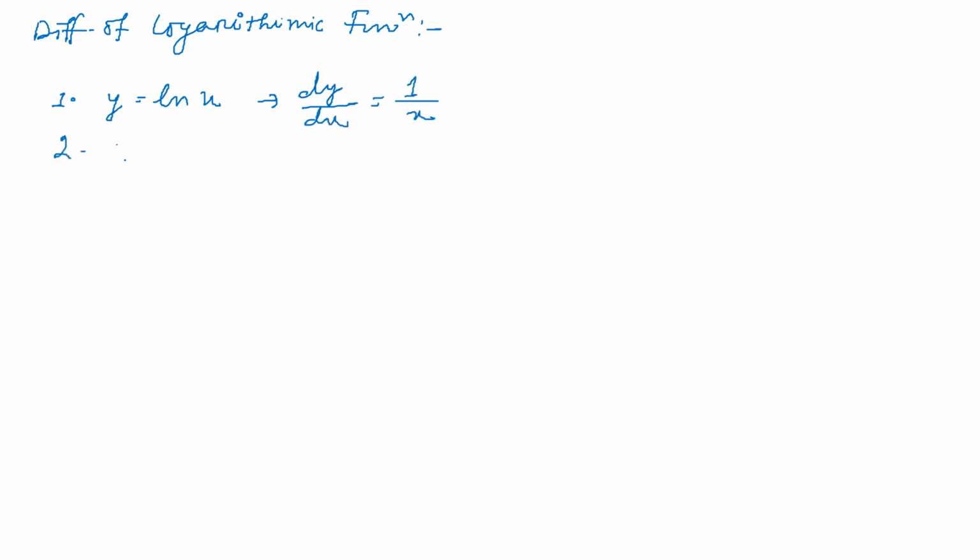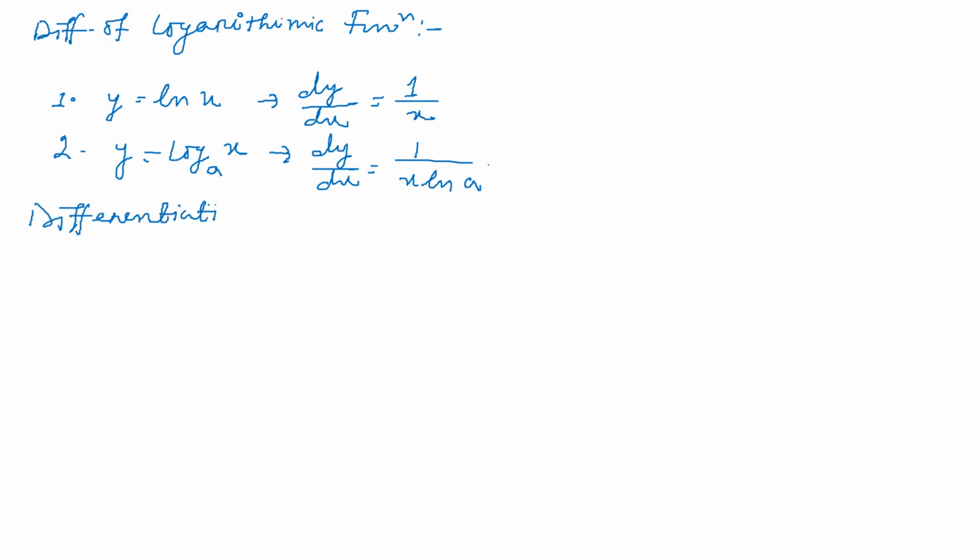Number 2, if y is equal to log x to any base a, if the base is e then that is ln. So dy by dx is equal to 1 by x ln a. These are direct differentiation results, remember, we'll apply them. Next, the last one, differentiation of exponential function.